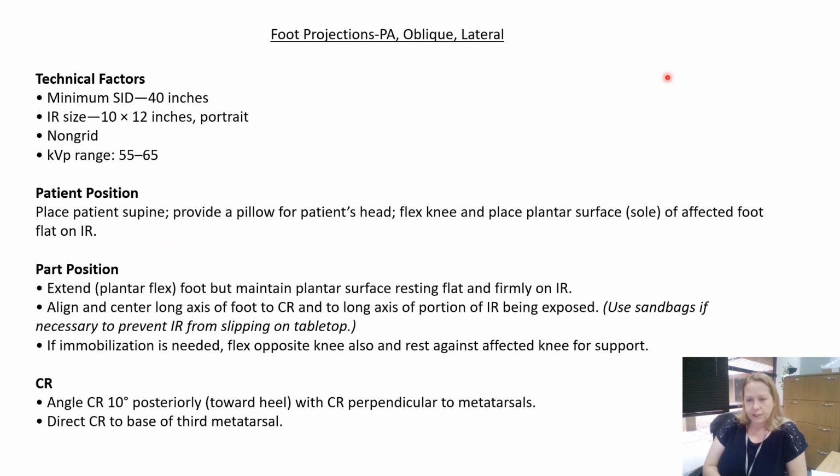So getting into the foot projections, the normal routine projections are a PA, oblique, and a lateral. 40 inches. So the kVp range is going to be about 55 to 65. Now the easiest way to do a foot x-ray is to have them on a table or a stretcher, bend their foot up, and put that foot onto the IR plate. Use a sandbag to prevent the IR plate from slipping all over the place. Sometimes you can have them cross their legs and put the knee down for some support.